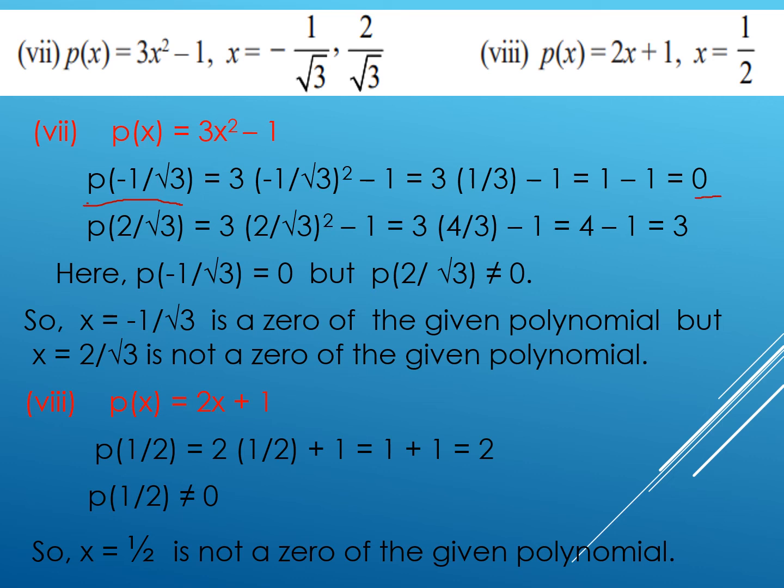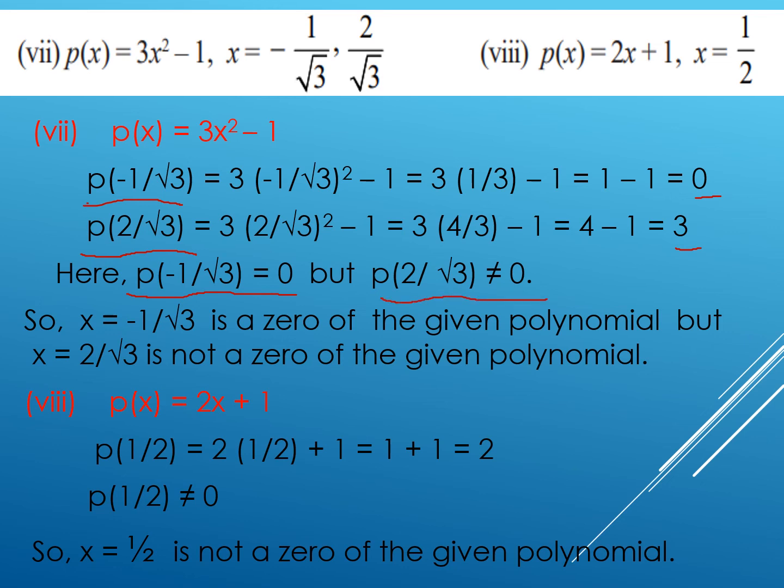Now let's put the value of the variable as 2 upon under root 3. So we are getting p(2 upon under root 3) is equals to 3 multiplied by (2 upon under root 3) whole square minus 1. After solving we are getting 3. So here we can see that p(minus 1 upon under root 3) is equals to 0, but p(2 upon under root 3) is not equals to 0.